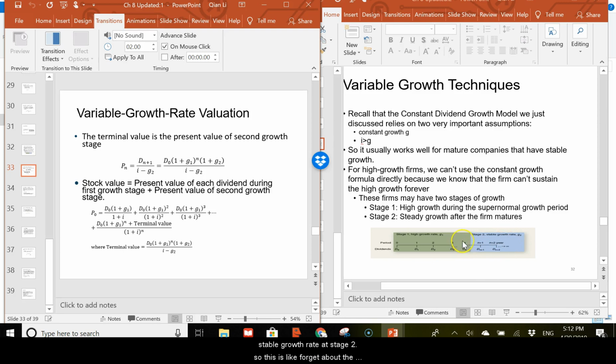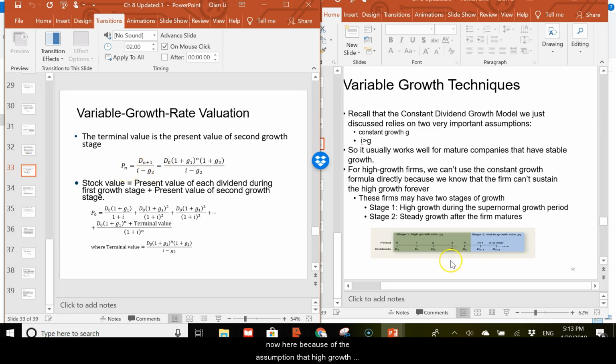So this is like, forget about the first stage. If we only have the second stage, what would be the price of the stock at this point? And we do have constant growth thereafter. We can apply the constant dividend growth model. So what you see here in this equation essentially is the constant dividend growth model. The only difference between what you have here and what you had from the last lecture is instead of having P0, now we have Pn.